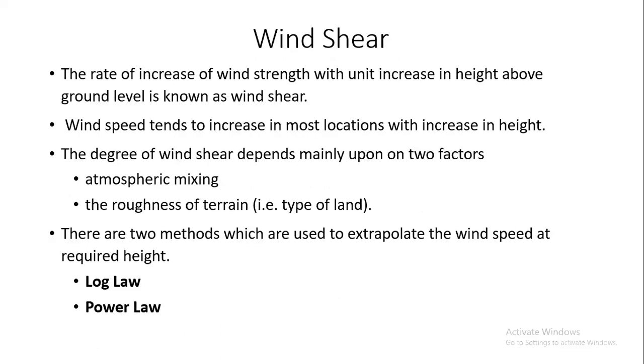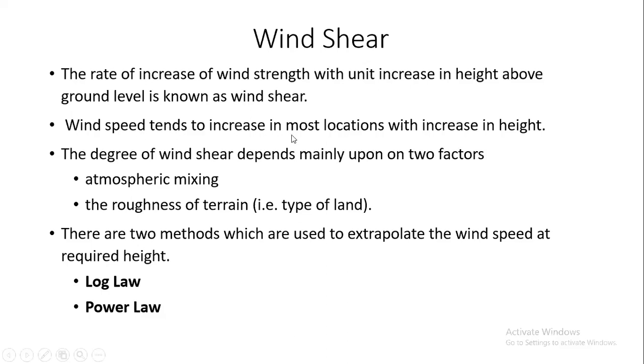Now come to wind shear. The rate of increase of wind strength with unit increase in height above ground level is known as wind shear. This topic we already discussed in previous slides. Wind shear relates to the height of the tower, because at height we achieve more wind and produce more electricity compared to lower height. So if we install the wind turbine at a higher level, we create more electricity with a taller tower structure.